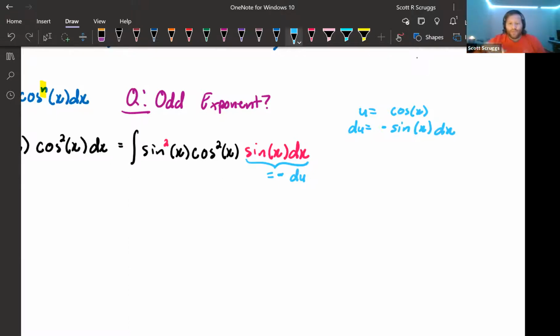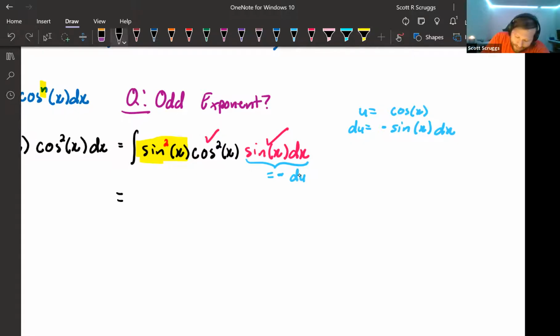So setting us up, it's negative du. Well, now I need u to be cosine. That is good. But now I have to deal with that sine squared term. That's not taken care of by u. It's not taken care of by the du.